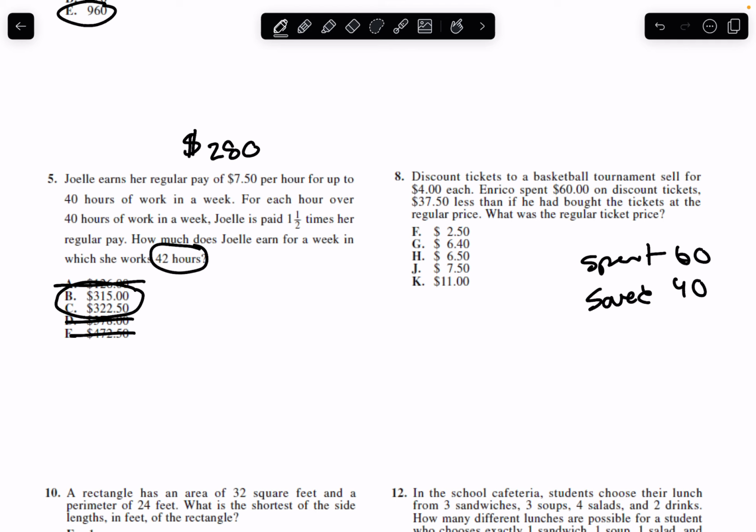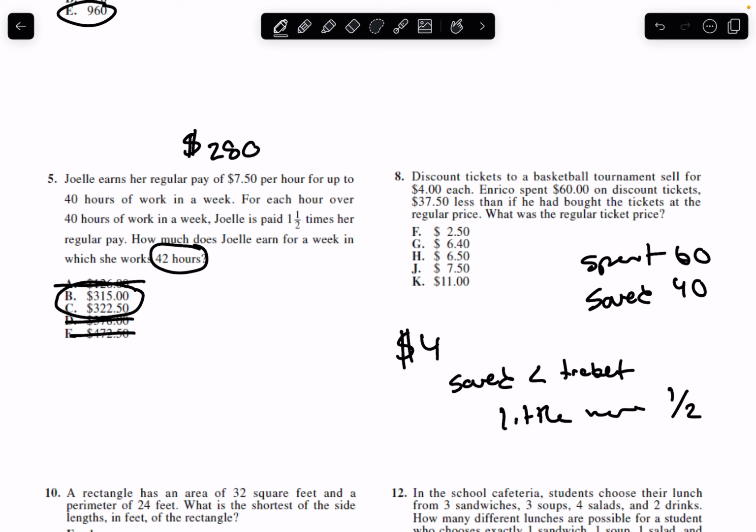So when I look at it, he spent $4 per ticket, and he spent a total of $60, and he saved $40. So he saved less than he spent. That means the amount that he saved is less than the ticket price. In fact, it's what? A little bit more than half? It's not half of what he spent, but it's a little bit more than half. So a little more than half.